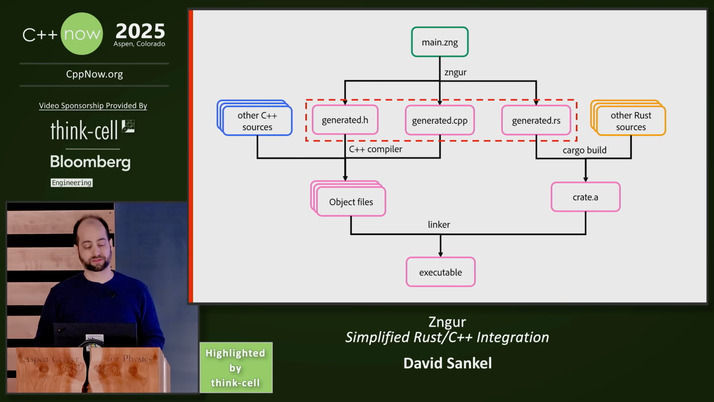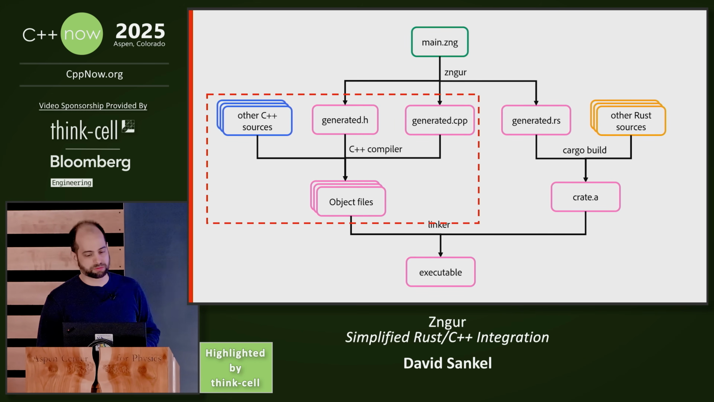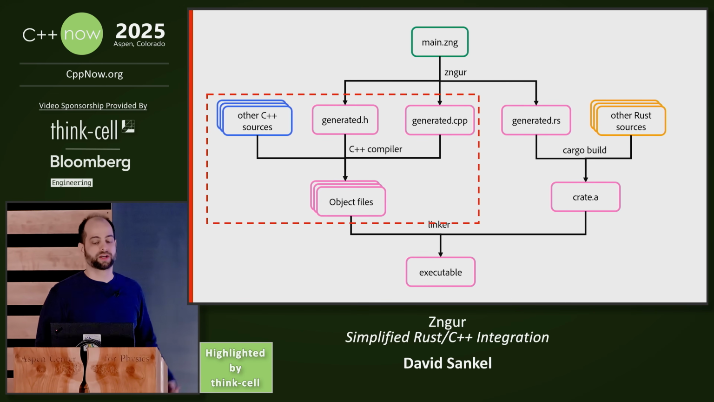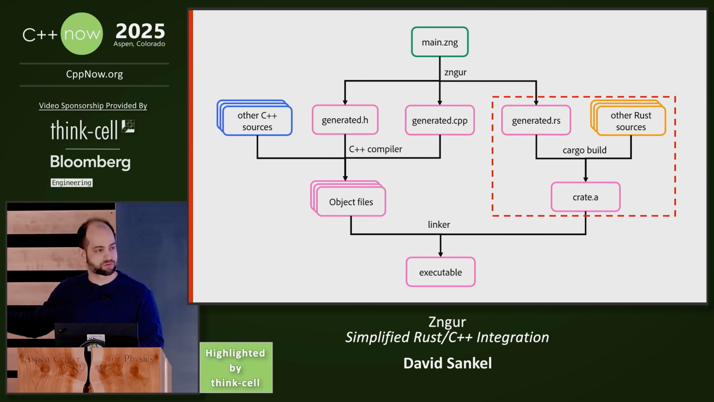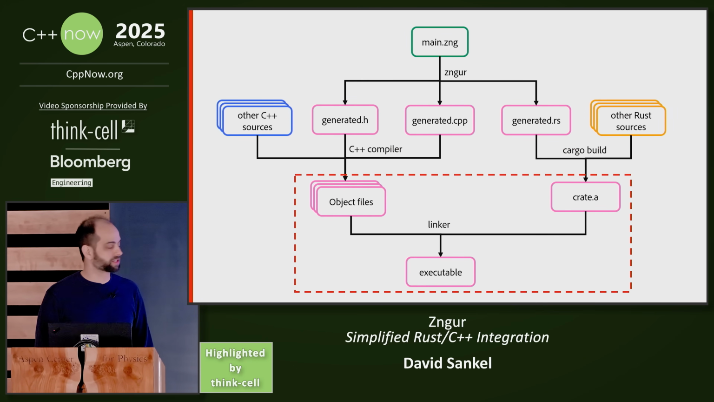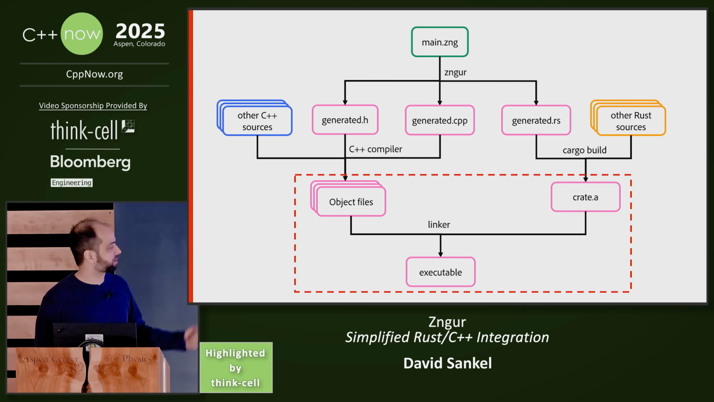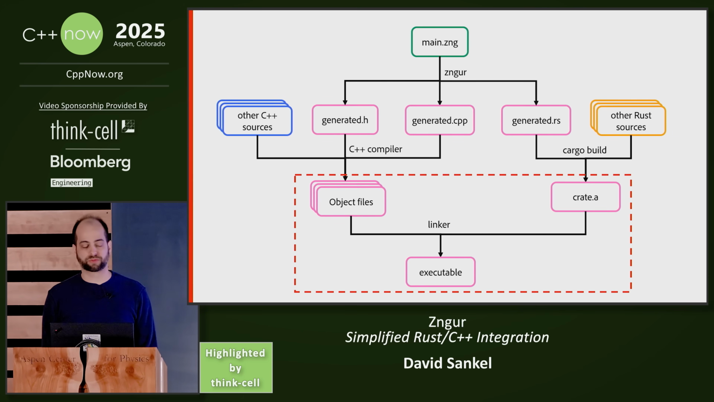Once you've generated these files, on the C++ side, you can compile all your C++ together. You've got generated.h, generated.cpp, all your other C++ sources. You compile those and get a bunch of object files. On the Rust side, you've got your generated.rs. You combine that with your other Rust sources. You can use cargo build to build a library. And then you get a static library, or you can make a dynamic library, whatever it is. Then you use your linker. And your linker will take your object files that you built with your C++ compiler, your library that you generated with your Rust stuff, and you get your executable at the end.